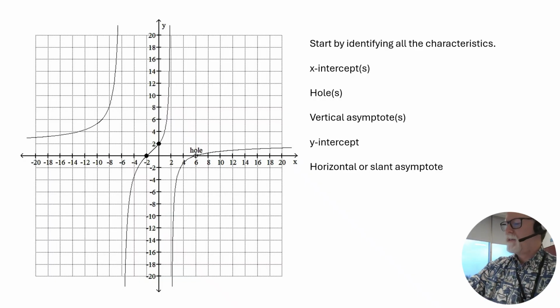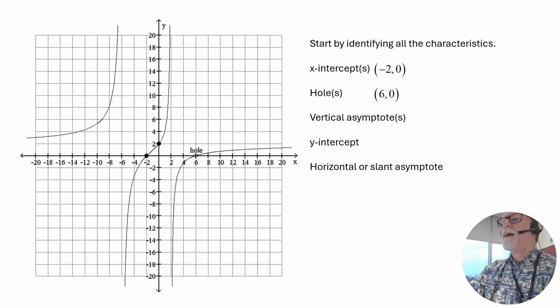So I'm just going to, same thing, start with the x-intercept. Big old dot right there, write it down. There's a hole, write it down. Vertical asymptotes, you don't always get the dashed line every single time.